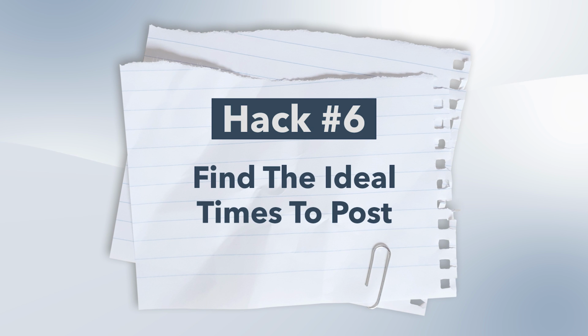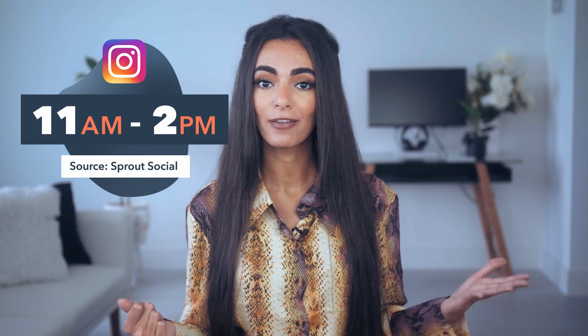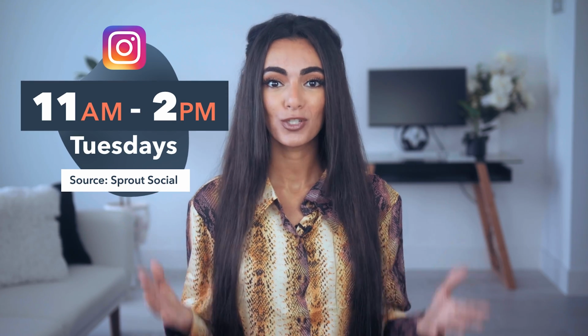Hack number 6, figure out the best times to post based on your location and your niche. You can also check your analytics to see what times your followers are the most active online. For Instagram feed posts, research shows that right now the best time to post is between 11 a.m. and 2 p.m. on Tuesdays.